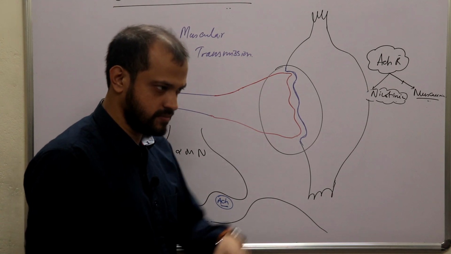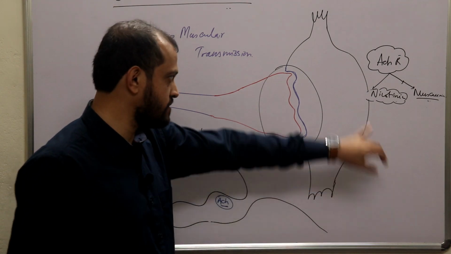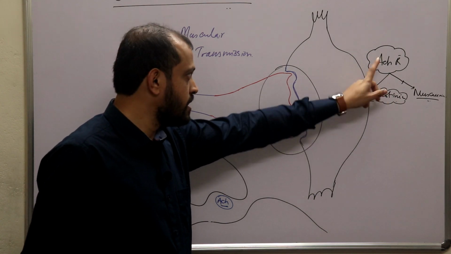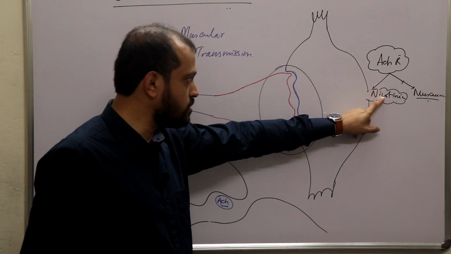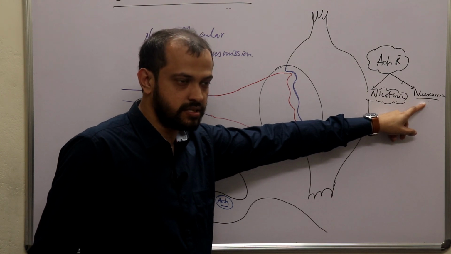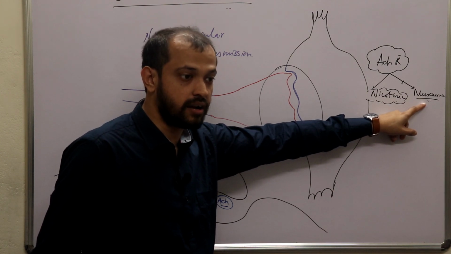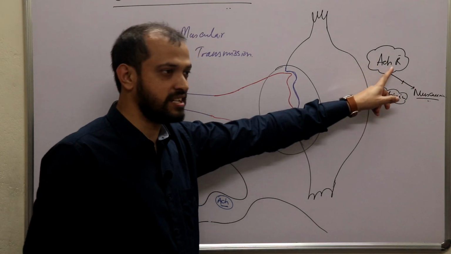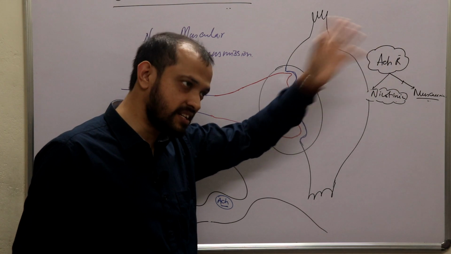Why was I wrong? Because acetylcholine receptor has two types, nicotinic receptor and muscarinic receptor. You know how these receptors are named? Receptors are always named according to their agonists and antagonists. Cholinergic receptor cannot be a type of acetylcholine receptor because cholinergic receptor is another type of receptor.